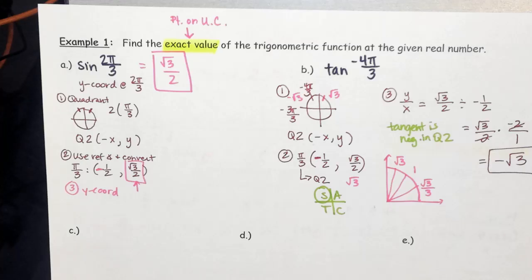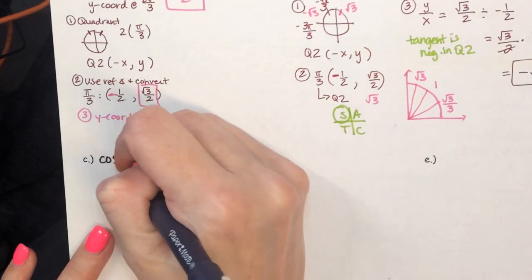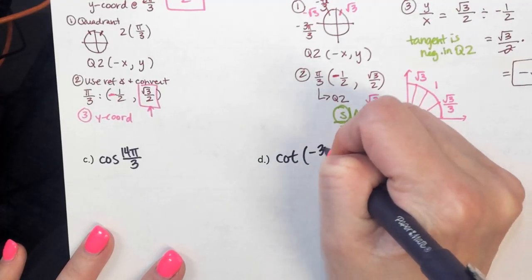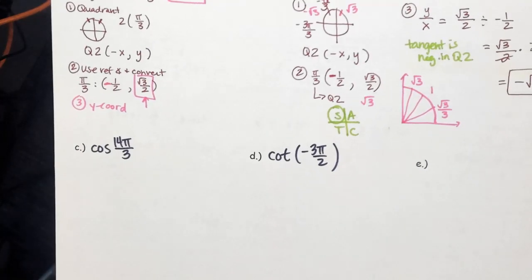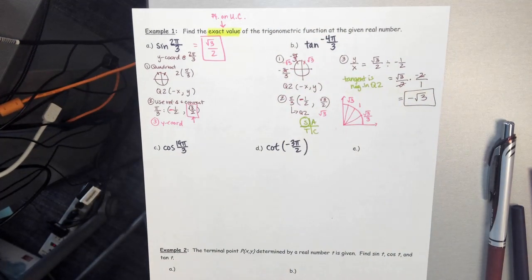All right. Well, you guys try the next few. So you have the cosine of 14 pi over 3 and the cotangent of negative 3 pi over 2. So feel free to draw out a visual if that helps you.